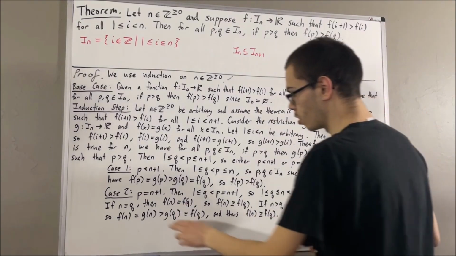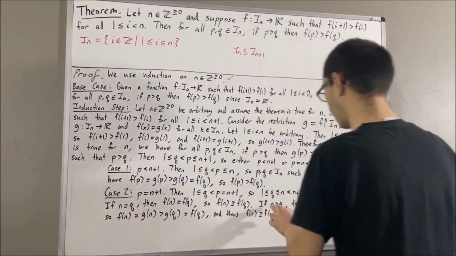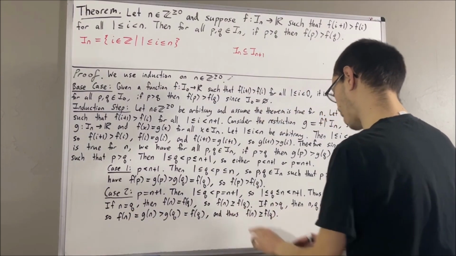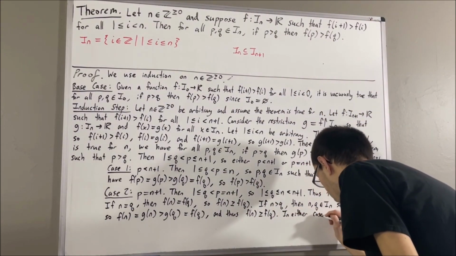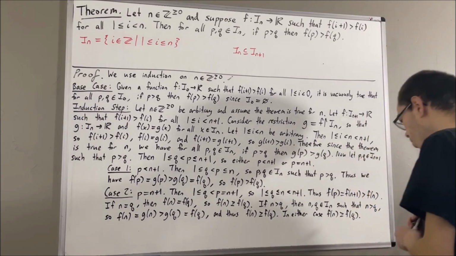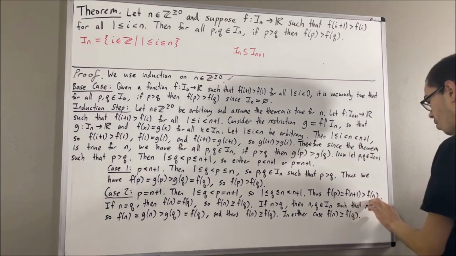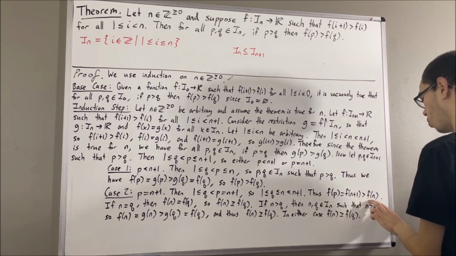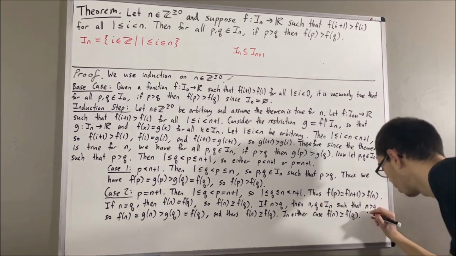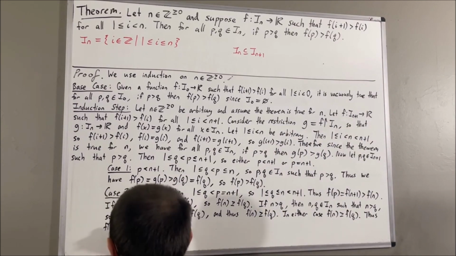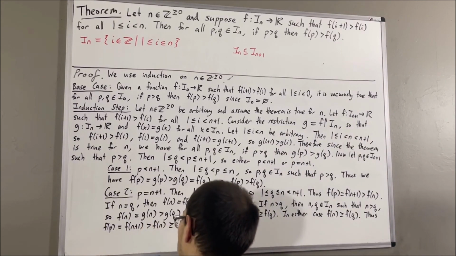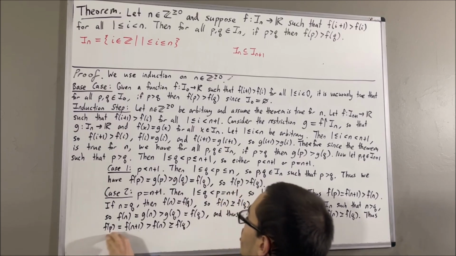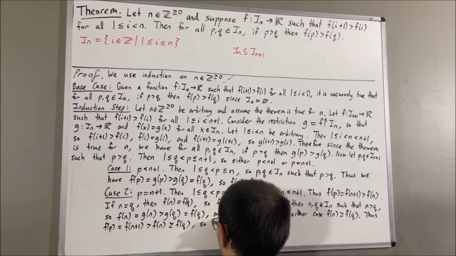So in either case, whether we have n equal to q or n greater than q, we always have that f of n is greater than or equal to f of q. And so, going back to what we have here, we have f of p is equal to f of n plus 1, which is greater than f of n, which is greater than or equal to f of q. And this chain of inequalities tells us that f of p is strictly greater than f of q.